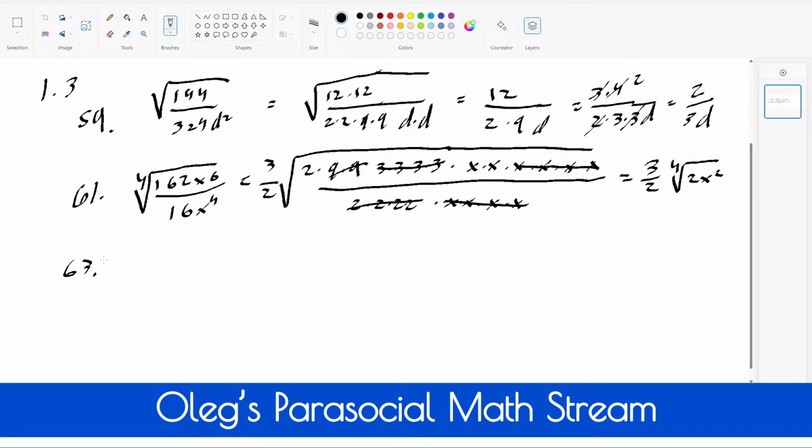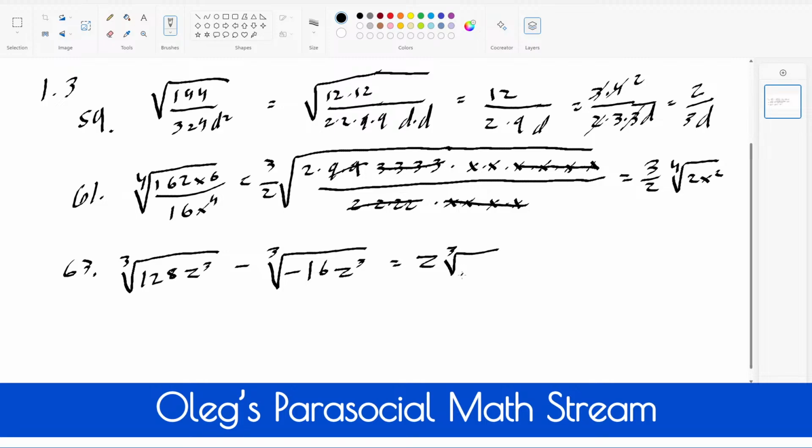63. All right. We have the cube root of 128 z to the third minus the cube root of negative 16 z to the third. Okay, so we can pull a z out. Let's do that right now, right away. That's a simple thing. So we're going to have z cube root of 128 minus z.